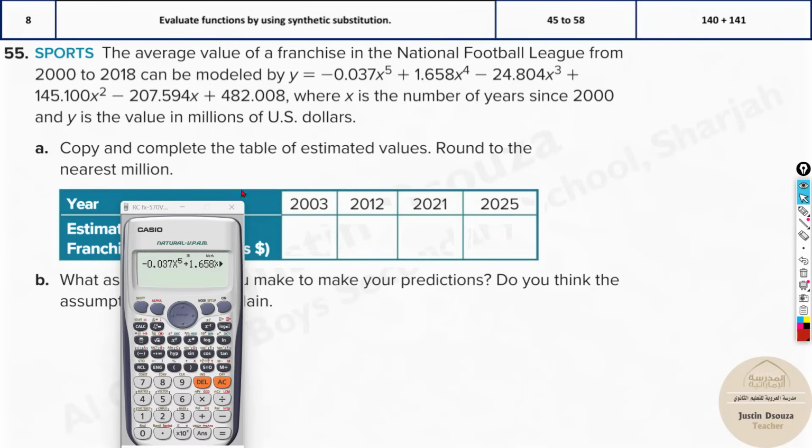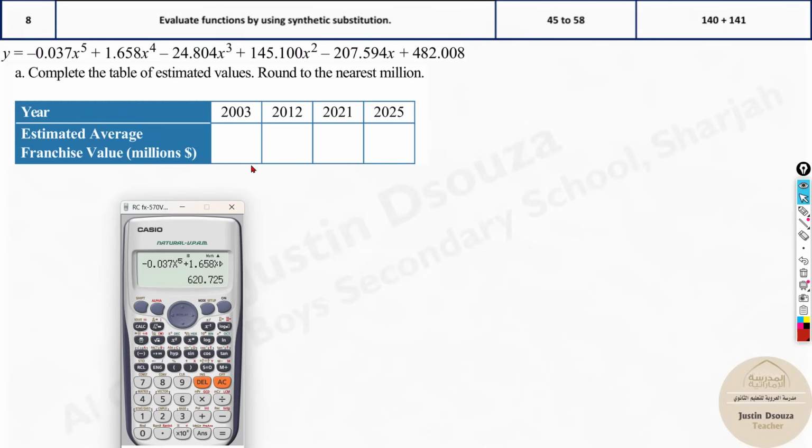I've just typed the given equation over here. It's negative 0.307 x to the power 5 plus 1.65 x to the power 4. Look over here, I missed it. It's x to the power 4. It's always better, after you type something, to double check it. Plus 8.04 x cubed, 145.1 x squared, minus 207.594x, and lastly plus 482.008. Now calculate. From 2000 to 2003, it's 3 years. What is the answer? It is 620.725 million. You can see over here the answers are there.